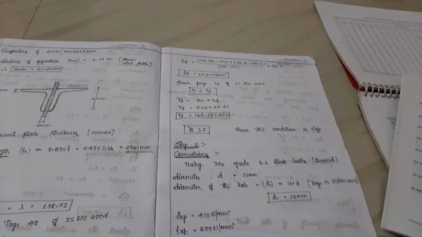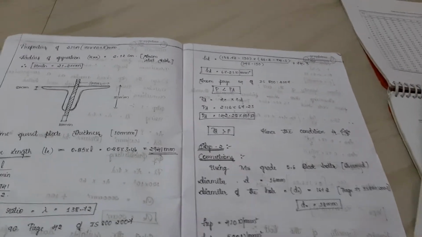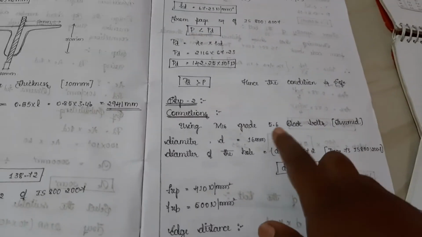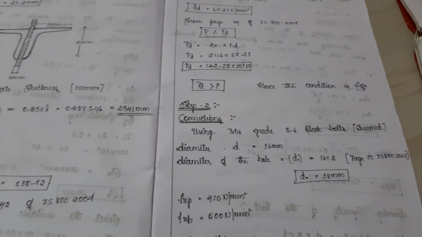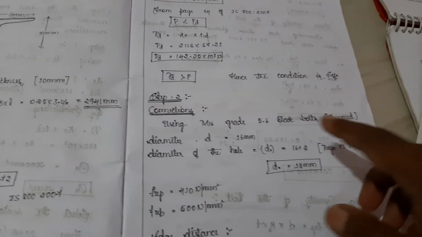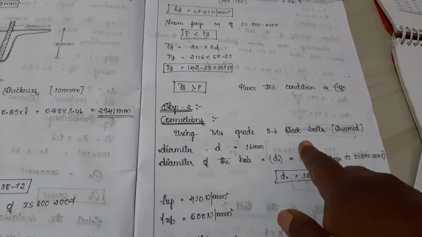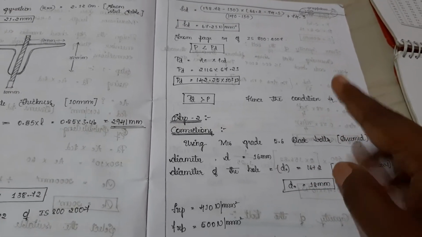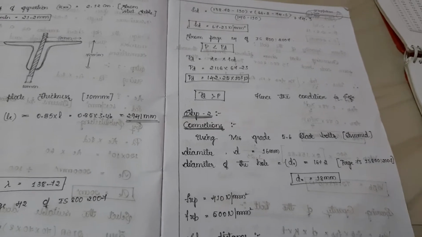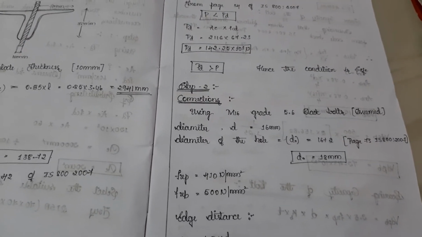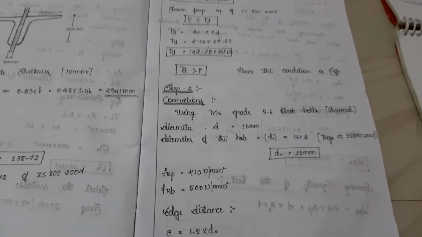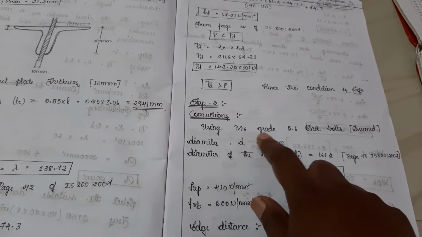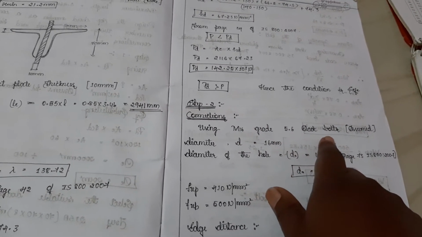Coming to step 2, in the connections, as I have told, we have to do bolted connections. These properties you need to assume using M16 grade, property class 5.6 black bolts. There is a hell of a lot of difference between black bolts and HSFG. HSFG is nothing but high strength friction grip bolt. So we have assumed M16 grade, 5.6 black bolts.